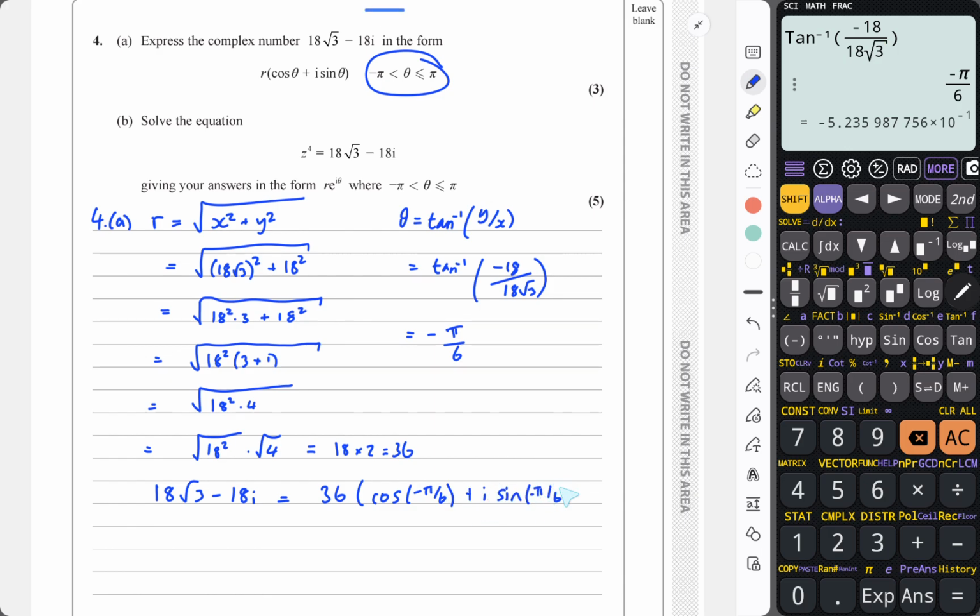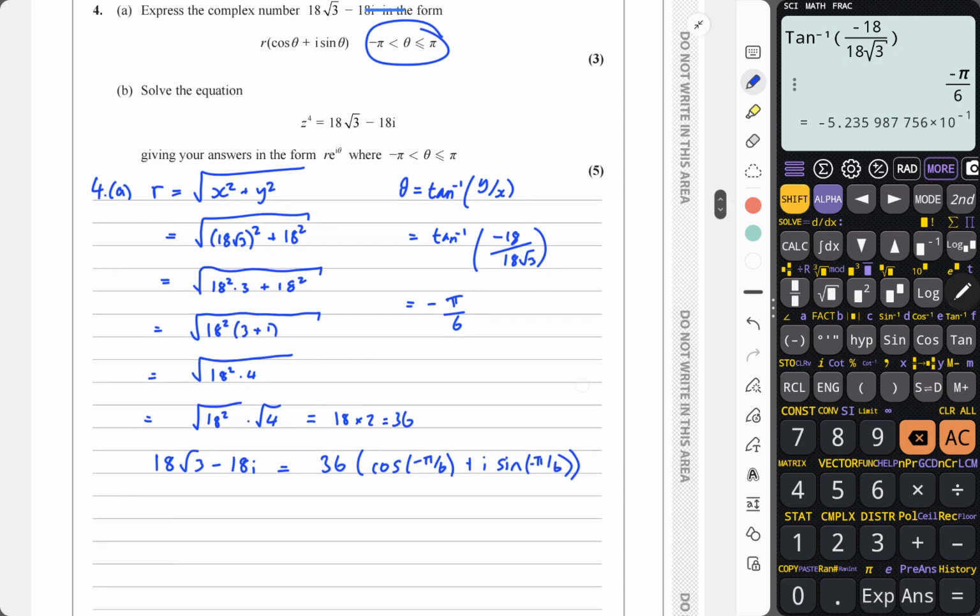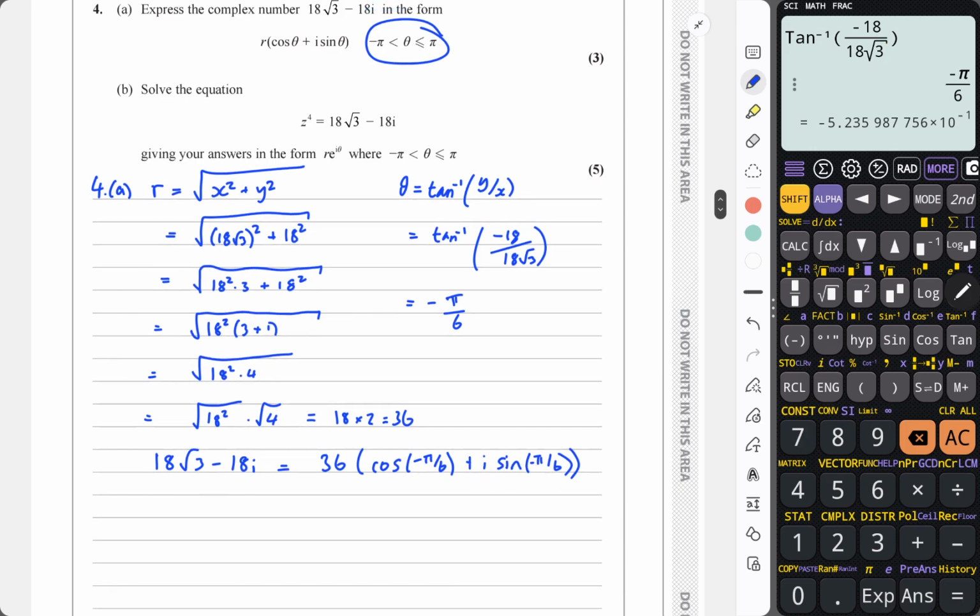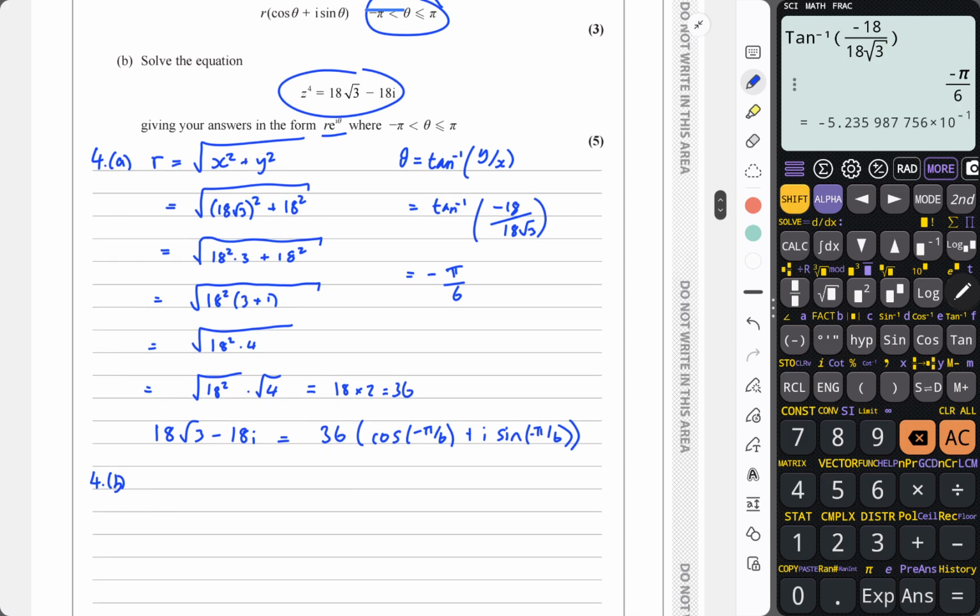You could obviously put a minus i or something, but just to keep it consistent, I'm not going to. For part B, we're asked to solve this equation, z to the 4 equals the complex number that we've just converted, and it wants the answer in the r e to the i theta form. So I'm going to convert this into that because it's way better. So this is 36 e to the minus i pi over 6.